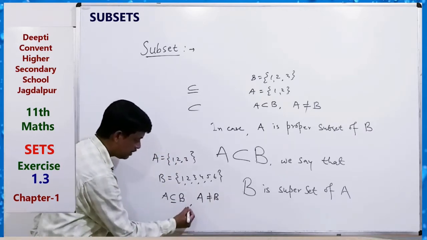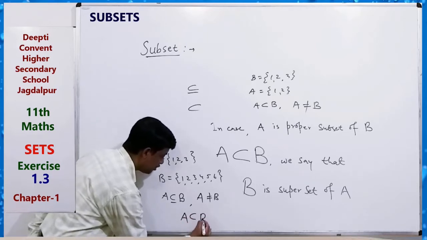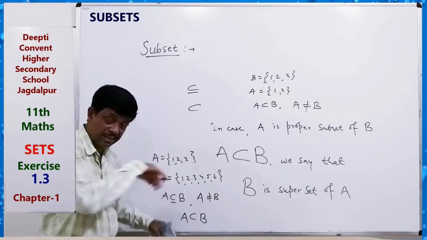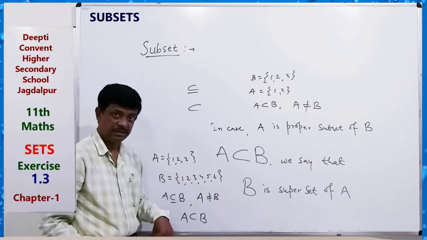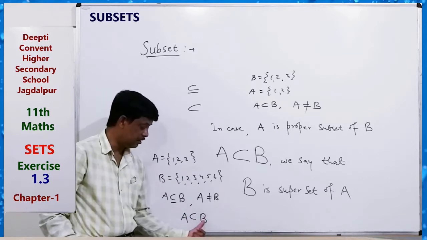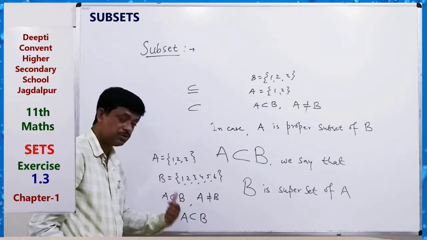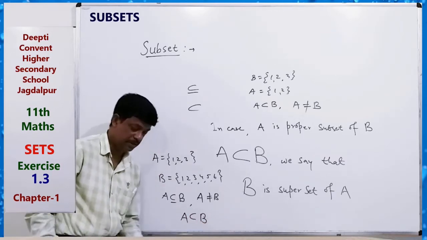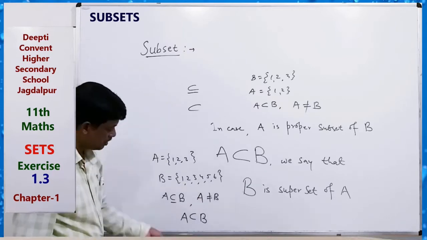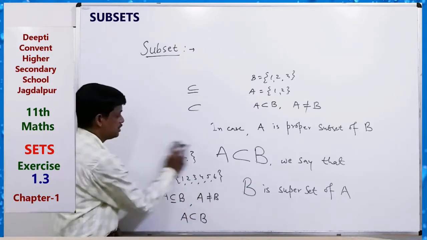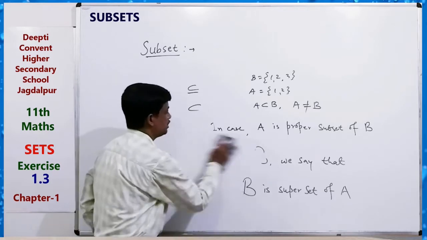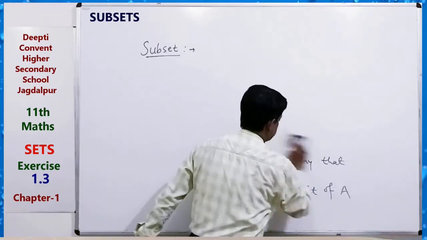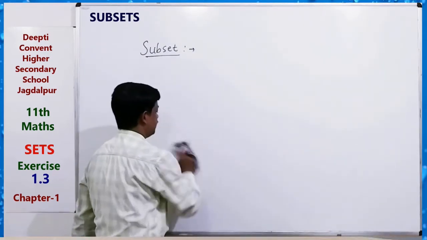So we can say that A is proper subset of B. Here B is superset. B is superset means B contains A completely, or there is an element in B which does not belong to A. That's why we say that A is proper subset of B and B is superset of A. Okay. So this is the symbol for subset, proper subset, superset, when we say some set is superset of other set.